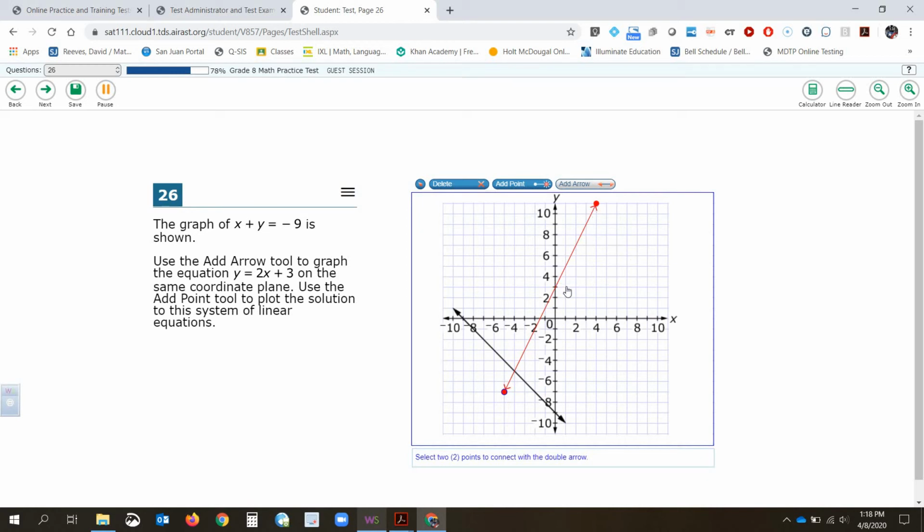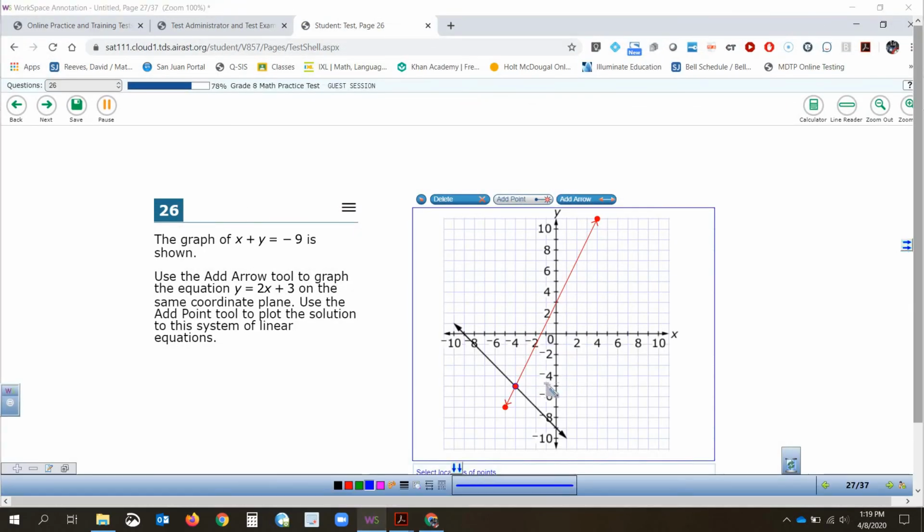And you can see now that that line extends, and now I can find this point of intersection. So I'm going to go ahead and choose add point, and I'm going to put it right there, right where they intersect. So the point of intersection is at -4, -5. Let me try that again. The x value is -4, and the y value is -5.